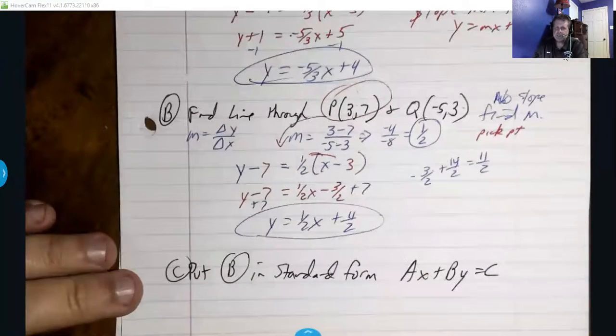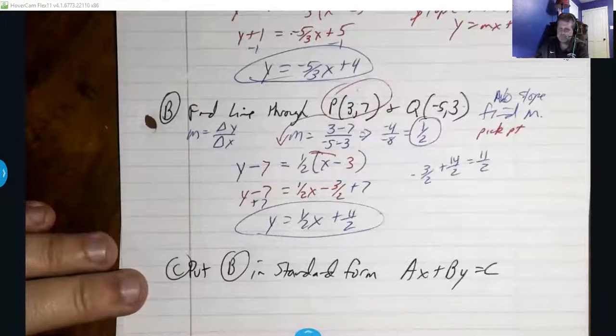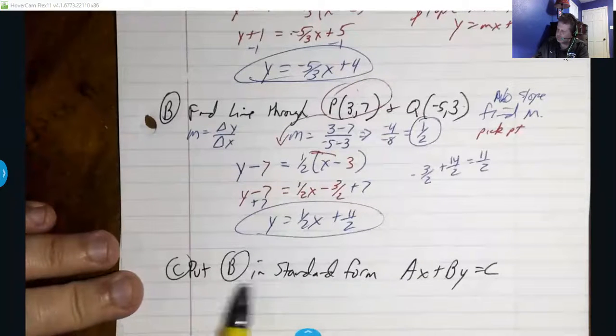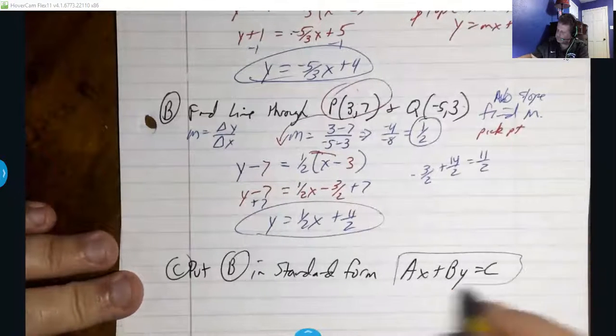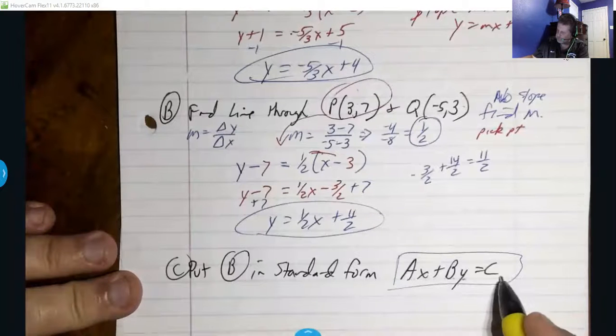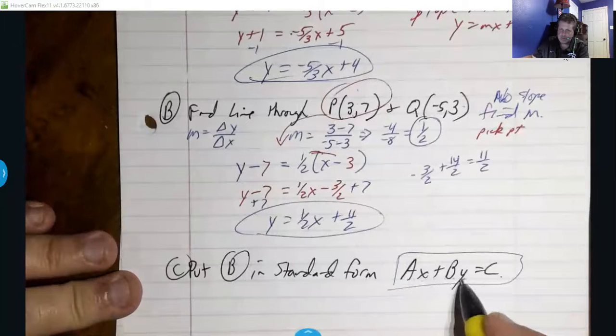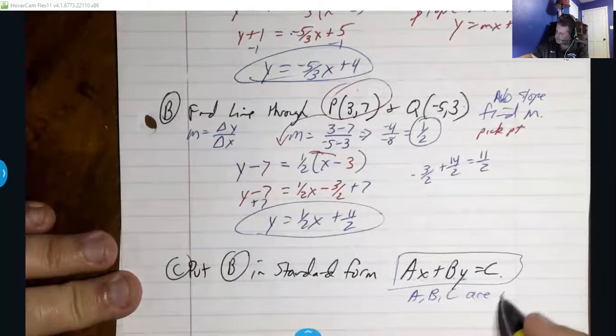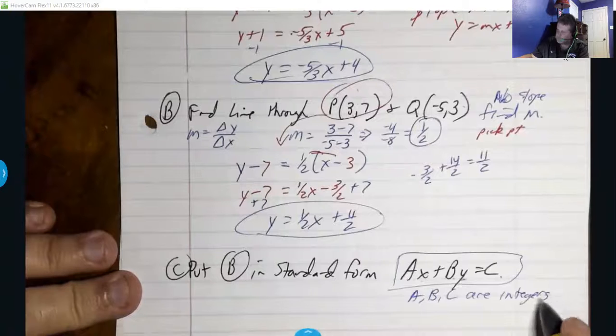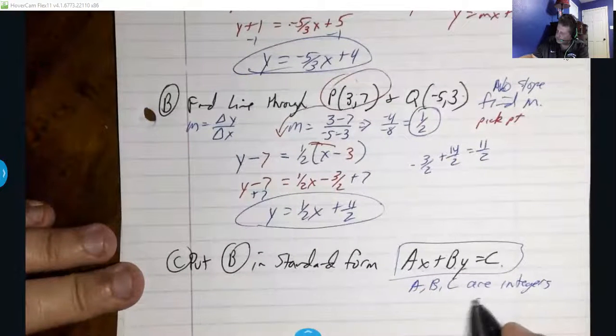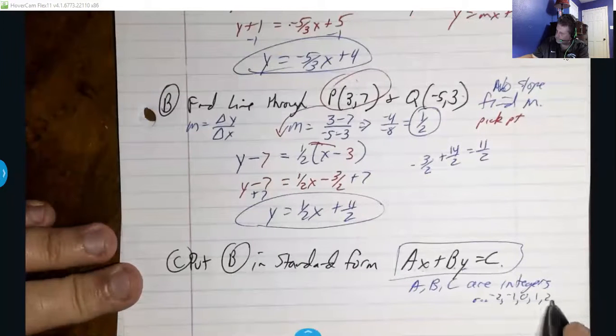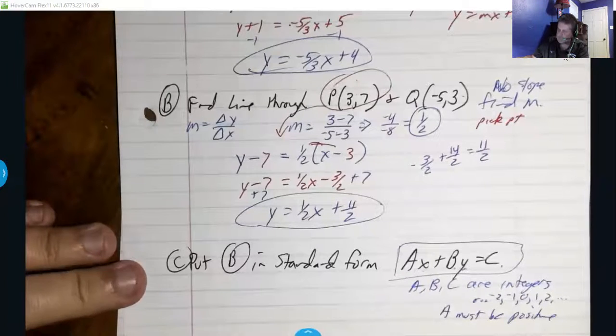Now what we want to do is take these two answers that we had before. Well, actually, we're just going to take B. We're going to put B in standard form. Now, what's standard form? Standard form is AX plus BY is equal to C. X and Y are now on the same side. A, B, and C are integers. You're supposed to know what integers are, but it's just ..., -2, -1, 0, 1, 2, .... Okay, but A must be positive when you're done.